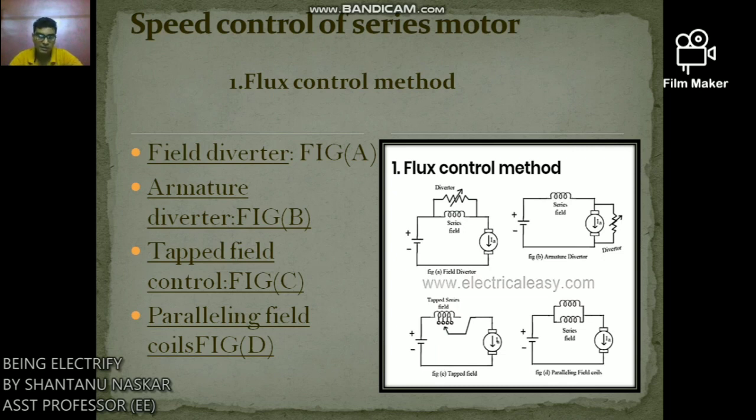Number three is speed control by tapped field control. As shown in figure C, the field coil is tapped, dividing the number of turns. Thus we can select different values of phi by selecting different numbers of turns. And the last is paralleling field coils. In this method, several speeds can be obtained by regrouping the coils as shown in figure D.